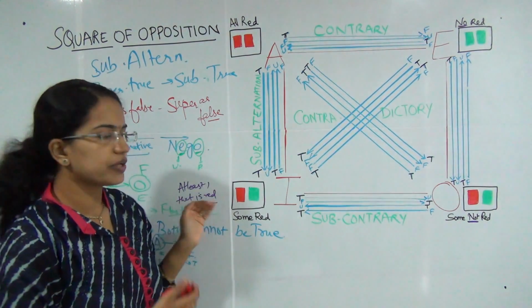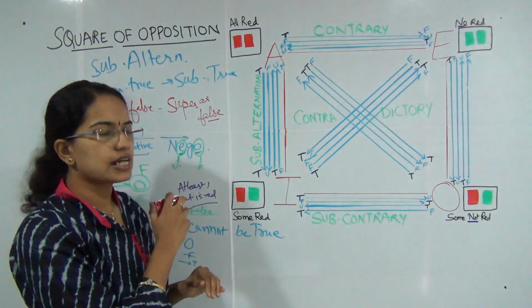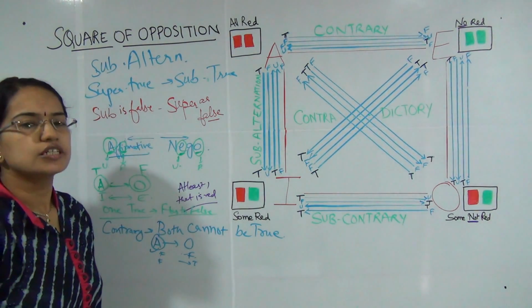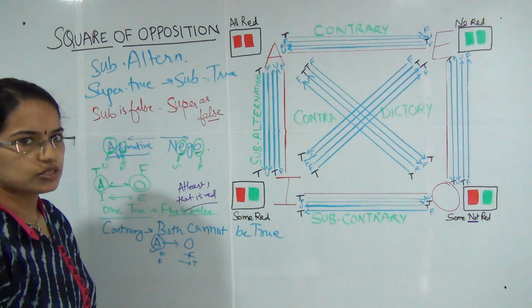In the next class, we will be discussing some examples based on the square of opposition. So stay tuned for the examples in the next class.